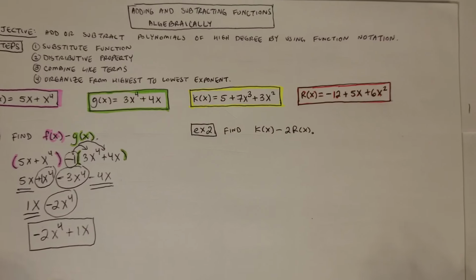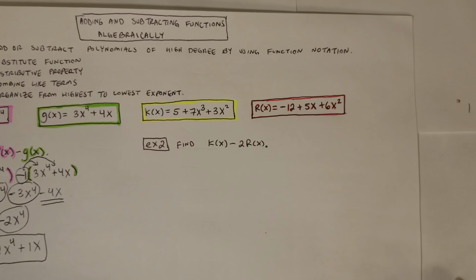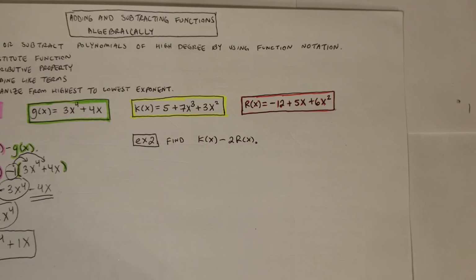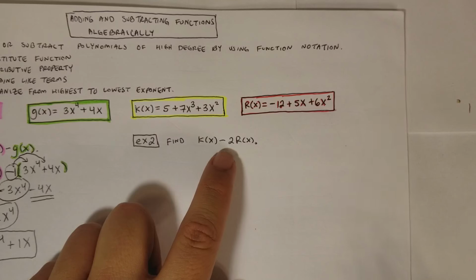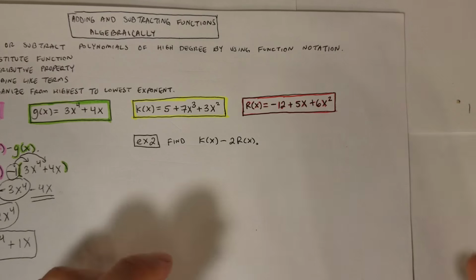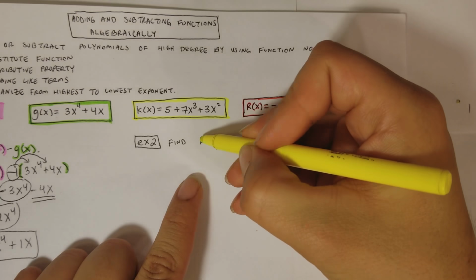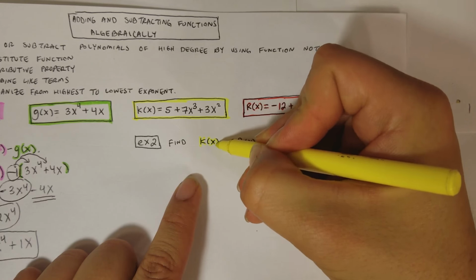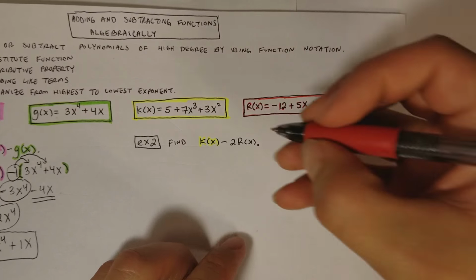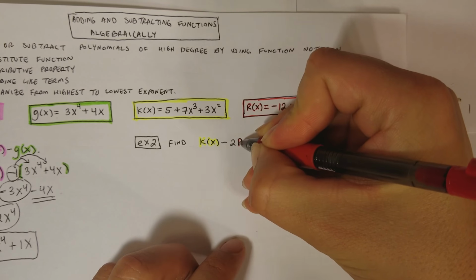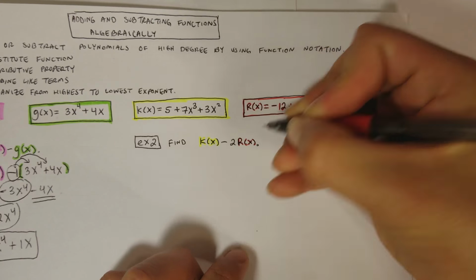Let's move on to one more example, and then you guys should be good to go. So example number 2 says we have to find the function k of x, and then we're going to subtract 2 times the value of r of x. Now, I color-coded this for you guys again. So k of x, we're talking about the yellow function that I colored up there. And then r of x, we're talking about the red function that I colored up there for you guys.